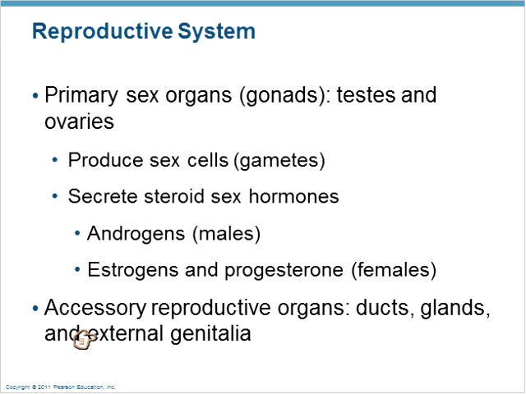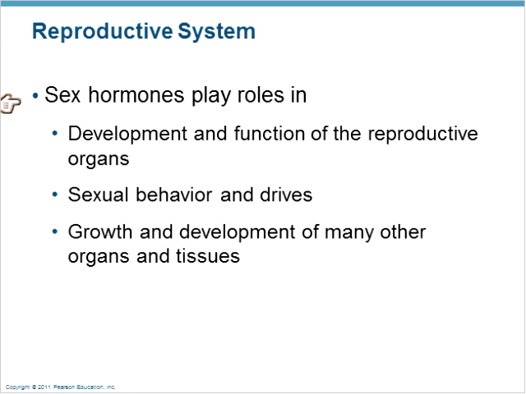So basically what this is saying is that the primary sex organs are really only the testes and the ovaries. Everything else is sort of extra. If you have those, then you can actually create conception. The sex hormones play roles in development and function of the reproductive organs, sexual behavior drives, and the growth and development of many of the other organs and tissues.